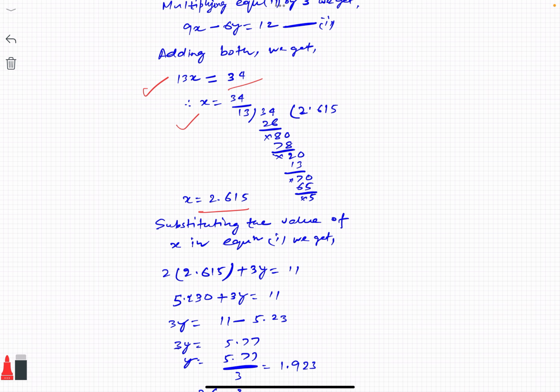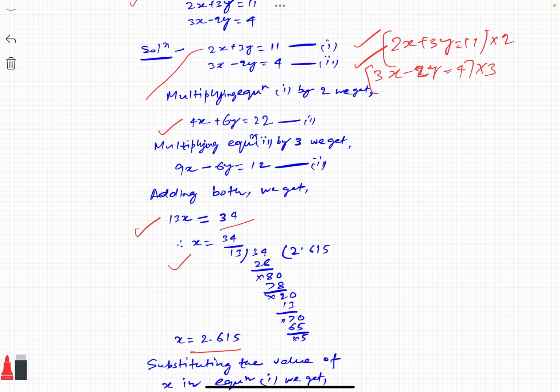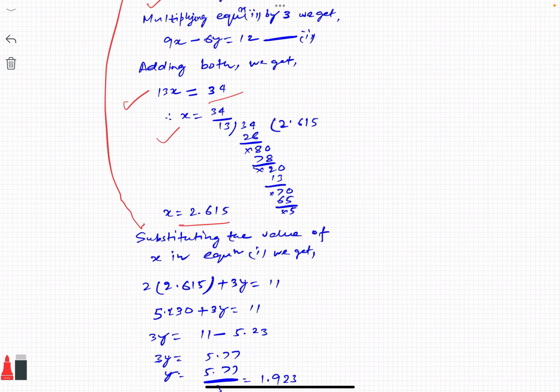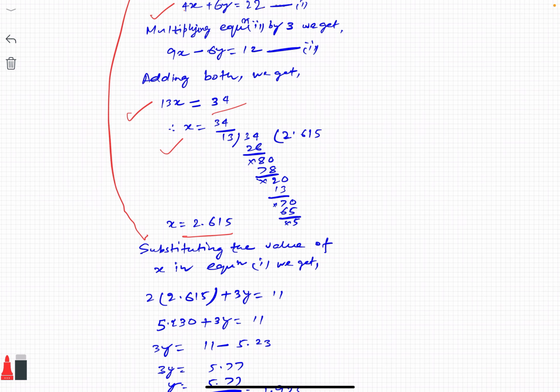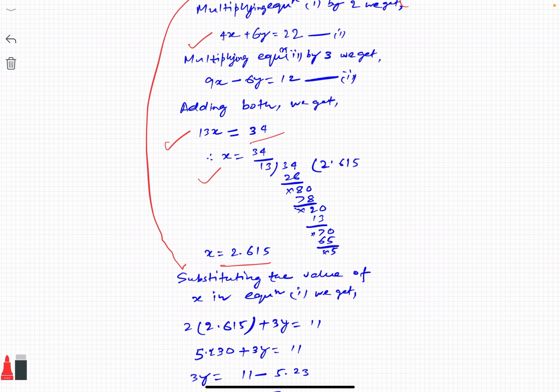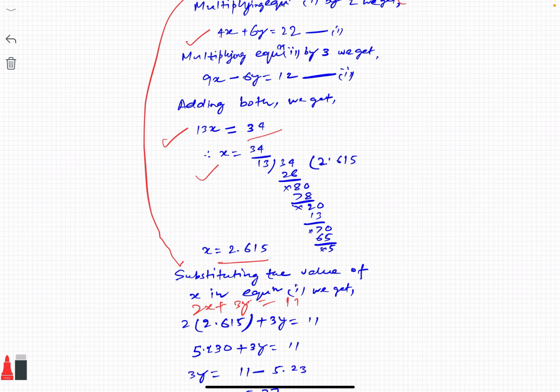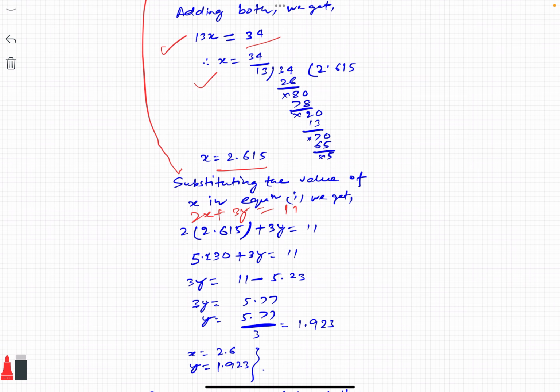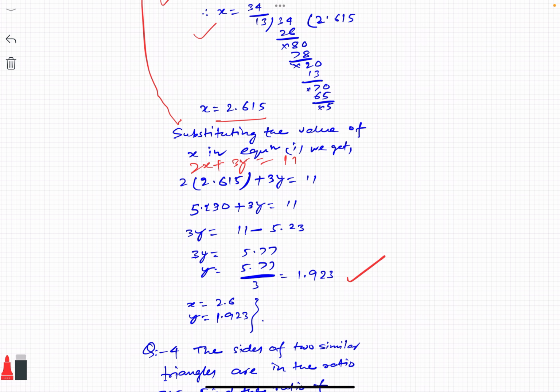Substituting the value of x in equation 1. Because equation 1 is 2x plus 3y is equal to 11, we will only put the value of x. We get here 2 into 2.615 plus 3y is equal to 11. On solving this equation, we will get the value of y. So x is equal to 2.615 and y is equal to 1.923.